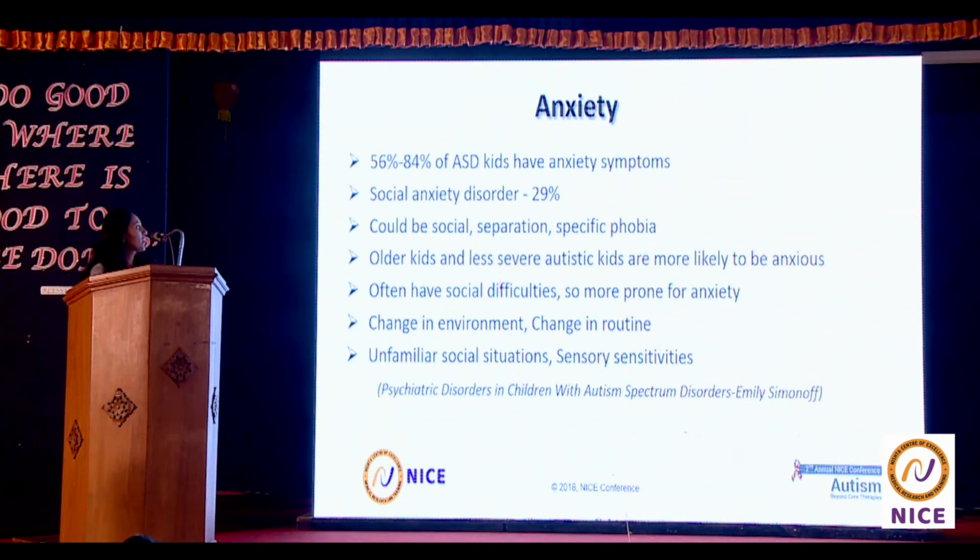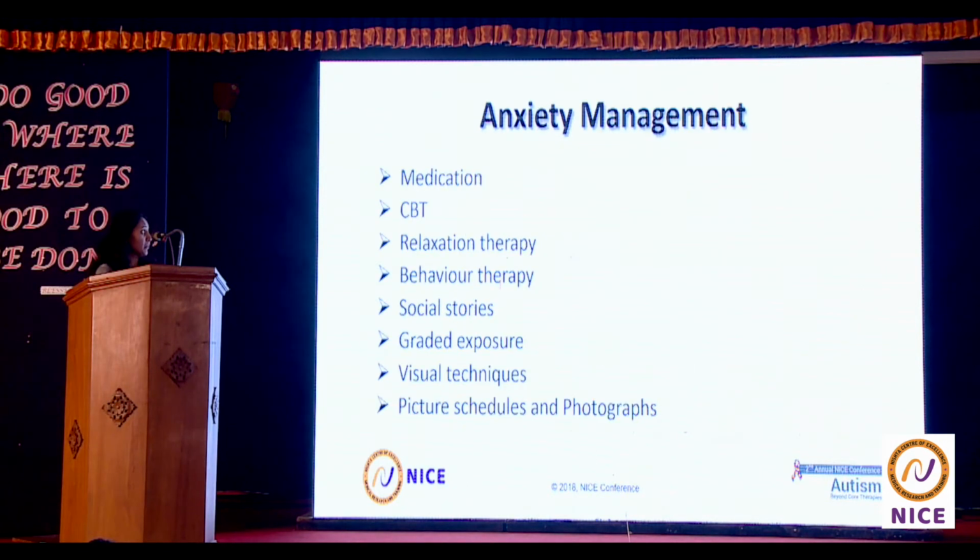Four minutes, okay. Then coming to anxiety, social anxiety disorder is very common in autism. Nearly 29% of autistic kids have social anxiety disorder, because autistic kids are more prone to social anxiety since they have difficulty making friends and difficulty going to newer places. So the treatment is obviously psychotherapy like cognitive behavioral therapy, and medication.